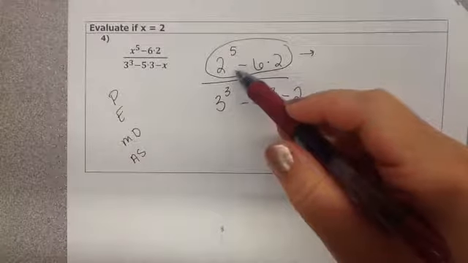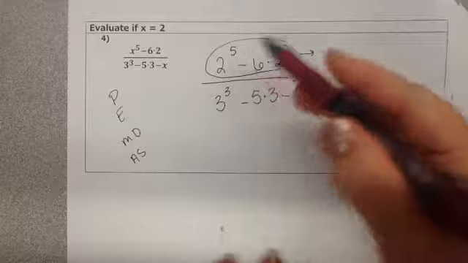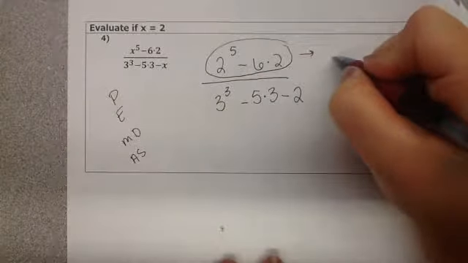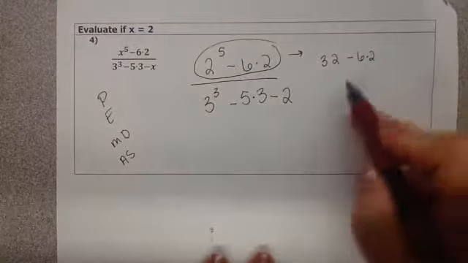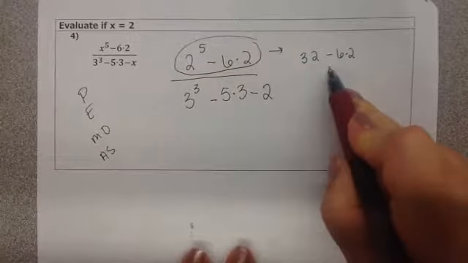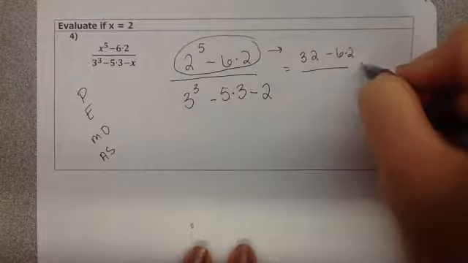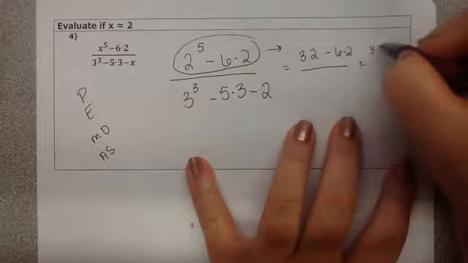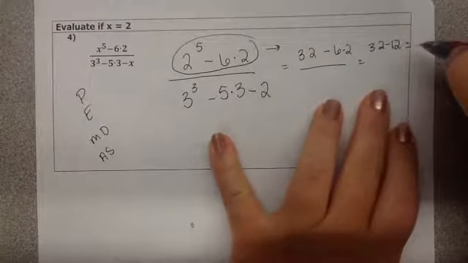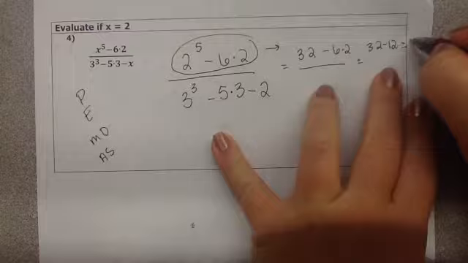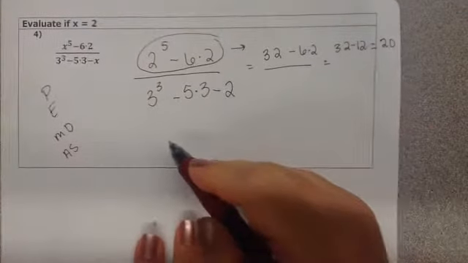So on top, 2 to the 5th power. What is 2 to the 5th? 32. And then should I subtract or multiply first? Multiply. So 32 minus 12. And what do we get on top? 20. So on top I have 20.